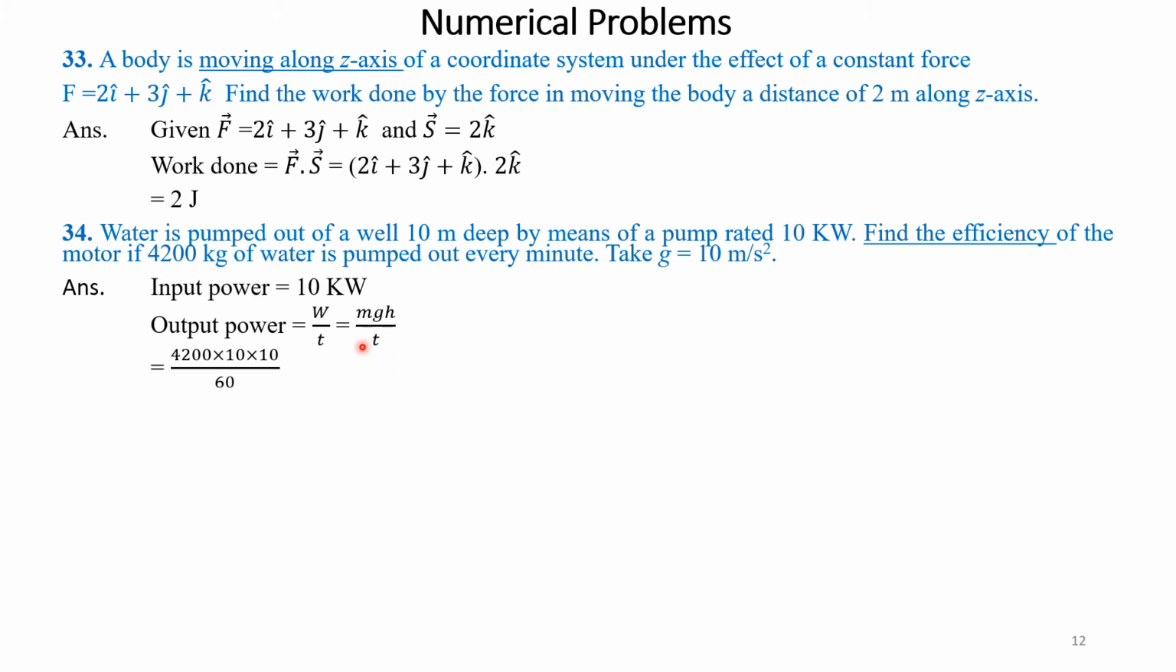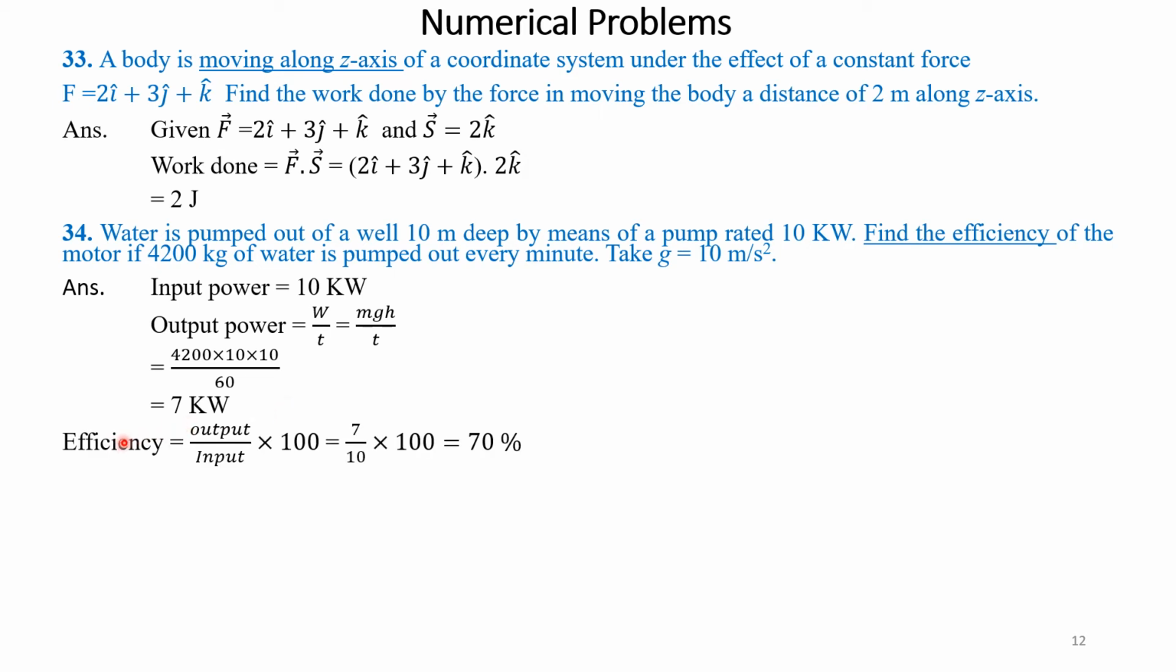Therefore, substituting the values, m is 4200 kg, gravitational acceleration is 10 meters per second square, and height is 10 meters, divided by time. It is 60 minutes per minute, every minute. So 1 minute is given and we have to convert it into seconds, divided by 60. So the value is 7 kilowatt.